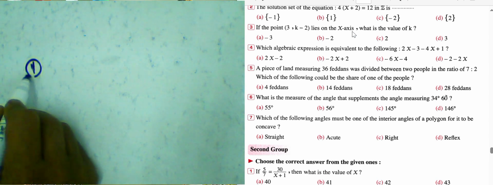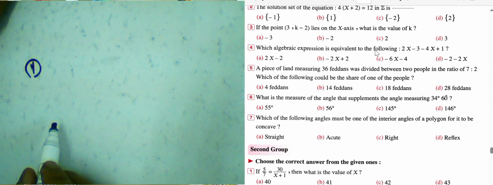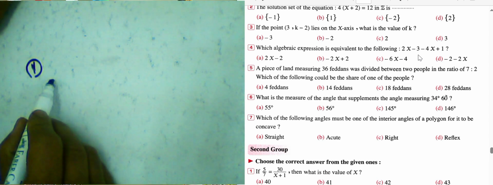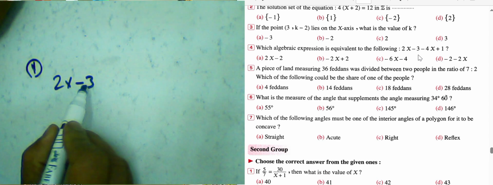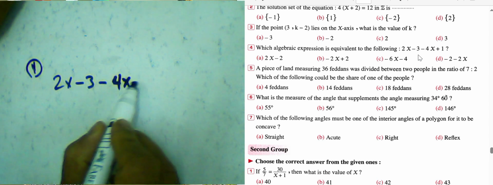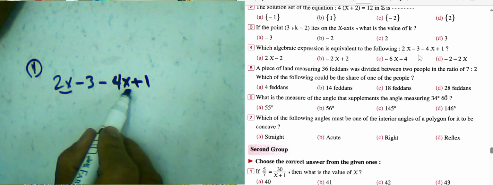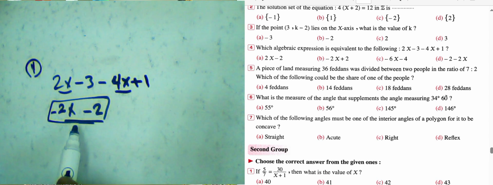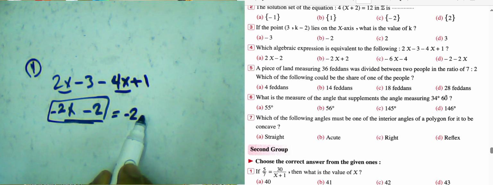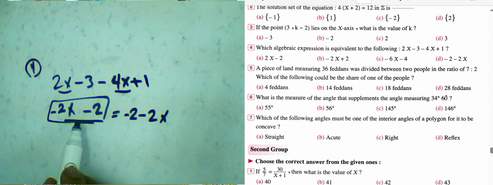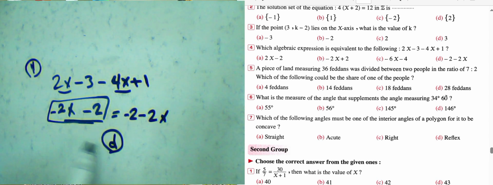Question number 4. Which algebraic expression equates the following: 2x minus 3 minus 4x plus 1? We know 2x minus 4x, and the result will be negative 2x minus 2. The solution is equivalent to negative 2 minus 2x. We can replace the two terms here. So you must choose letter D for this example.